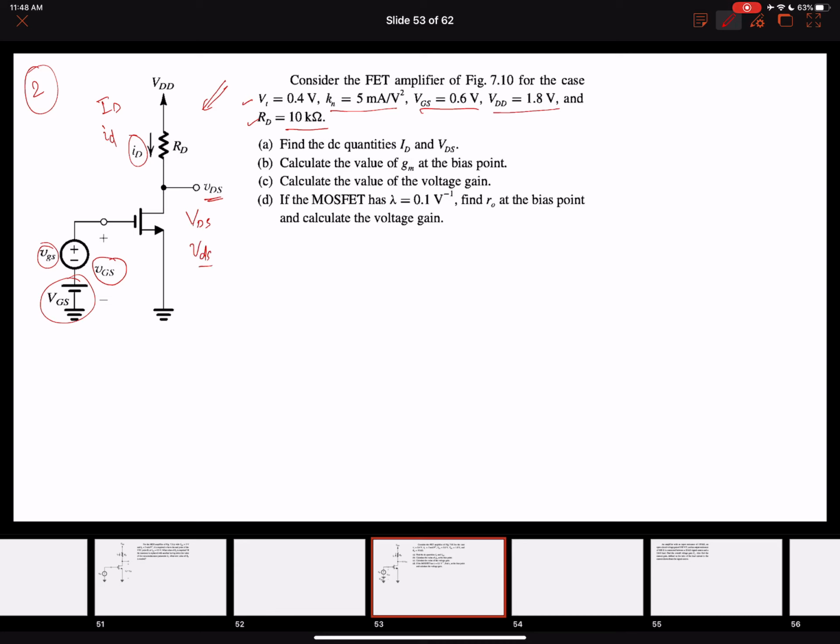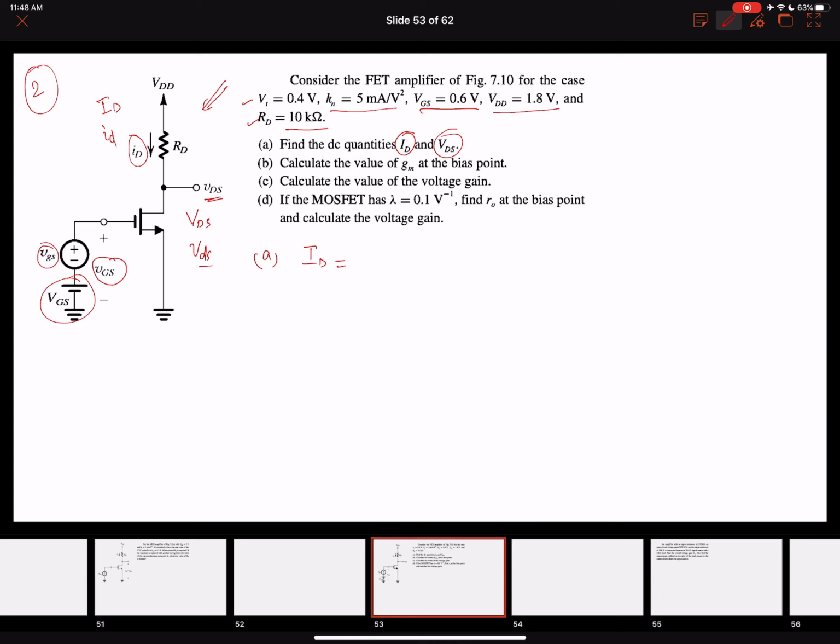So the first part of the question is we need to find these DC values. And we know that while finding the DC values, we ignore the AC quantities, or we can say that our time varying quantities are 0. So in the A part, let's find out these DC values.